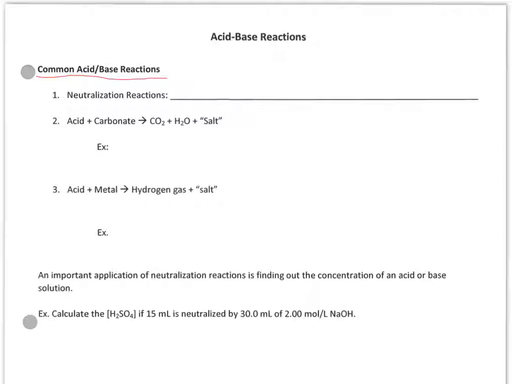So this is when you have an acid plus a base that react to produce a salt and a water. When we use the word salt, we're not referring to sodium chloride, like table salt. Basically, we're just saying that we're going to make an ionic compound.